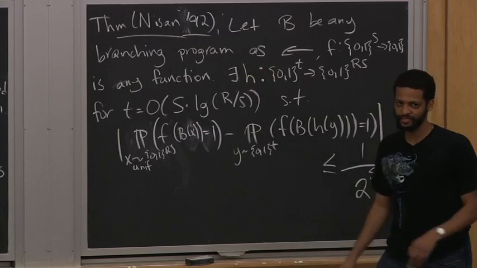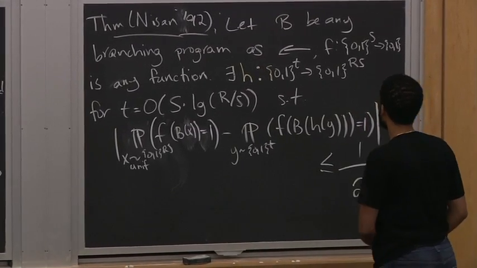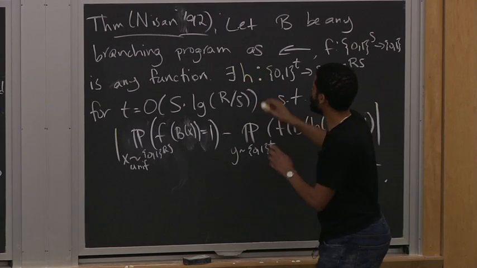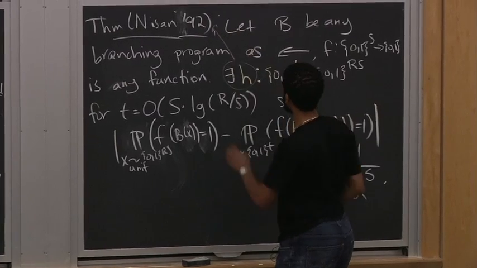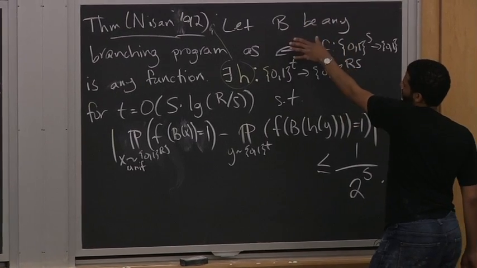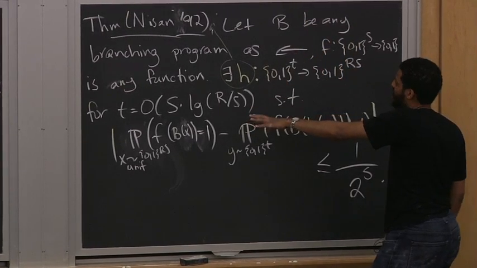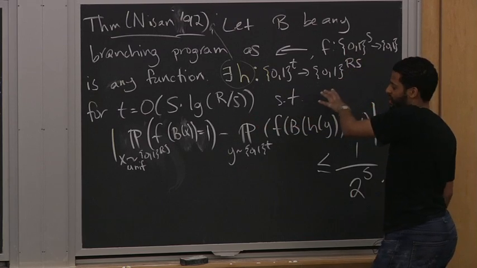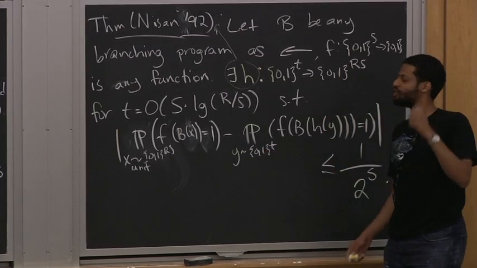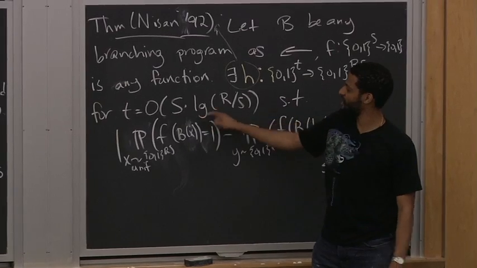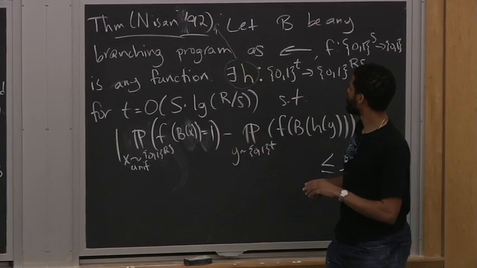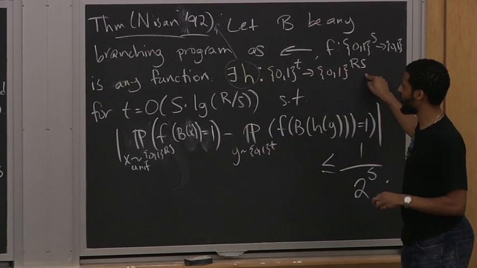So let me parse this. One thing I should say about these quantifiers is that there exists H should have really been the first thing I wrote. So there exists an H such that for any branching program with parameters S and R, and for any F, this holds. Okay, so there's a single function H which takes as input T random bits and stretches them out to RS random bits.